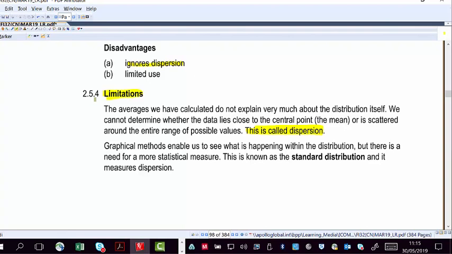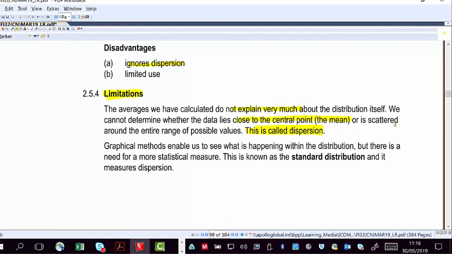And the averages that we've calculated here don't explain very much about the distribution itself. So what we mean by that is we can't determine whether that item or that data lies close to the average. So is it close to the central point or the mean, or is it scattered around the entire range of possible values? And that's what we mean by dispersion. Quite often it's known as the variability or the spread. And measures of dispersion give us some idea of the spread of a variable about its average or mean.